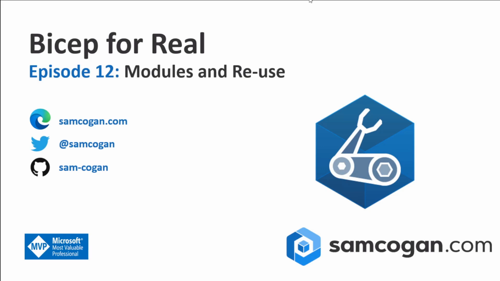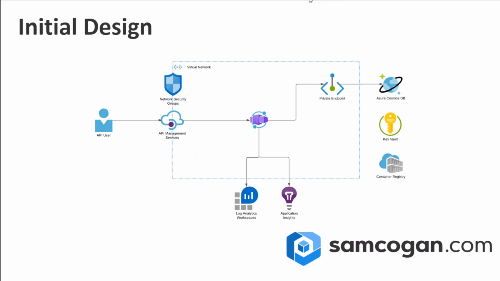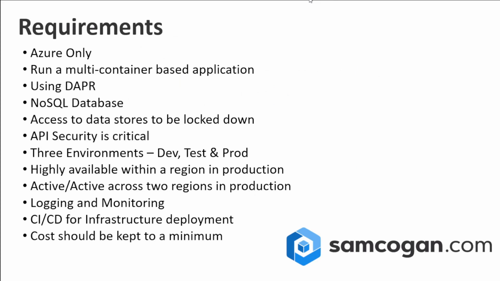Getting towards the end of this course now, we've got most of the resources we need deployed and running. If we have a look at our digital stores project, the Lambda Toys project, and we have a look at our resources, we've got all of those deployed and running. We have a look at our requirements, we can have a quick look through there, and we've pretty much met all of those requirements.